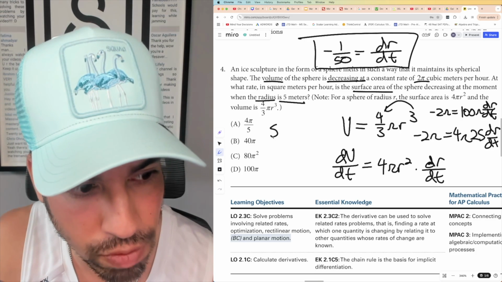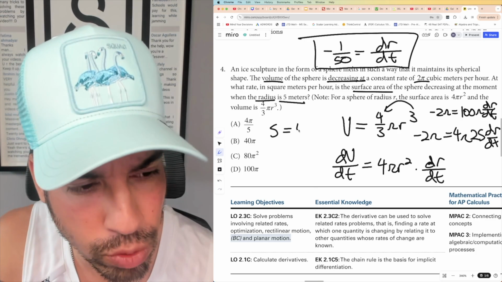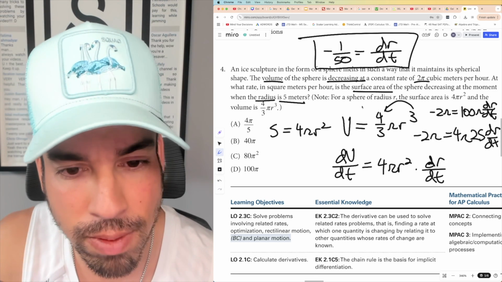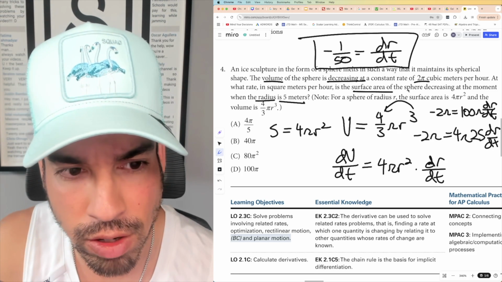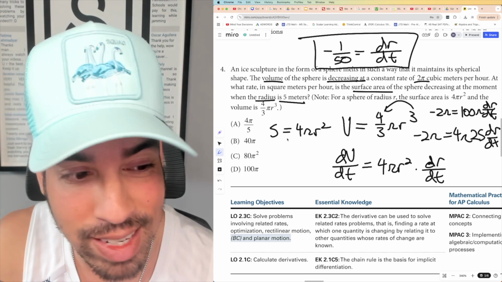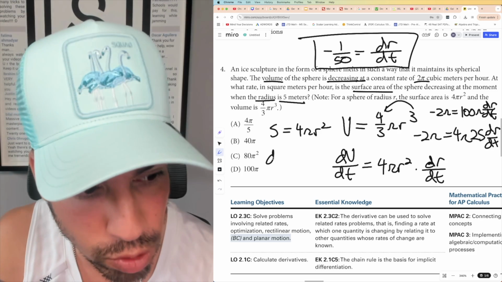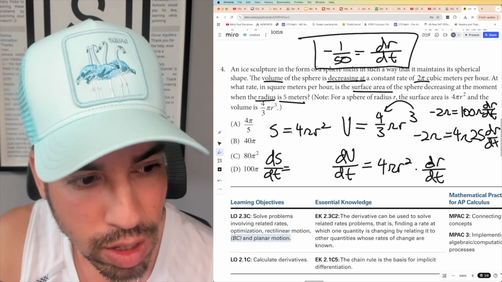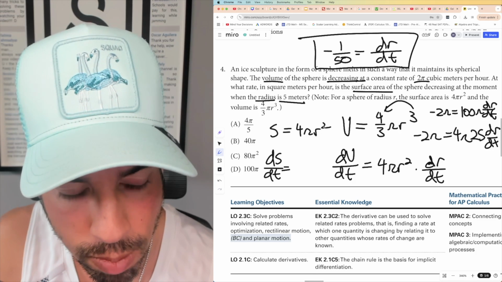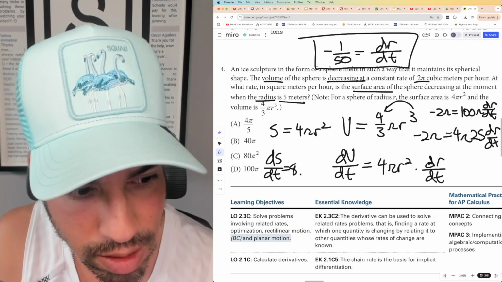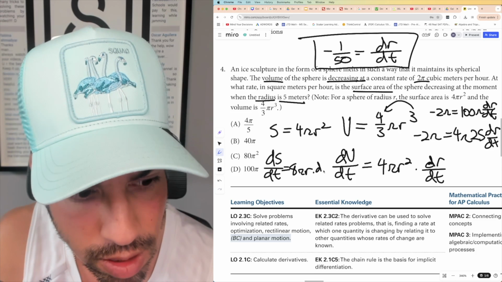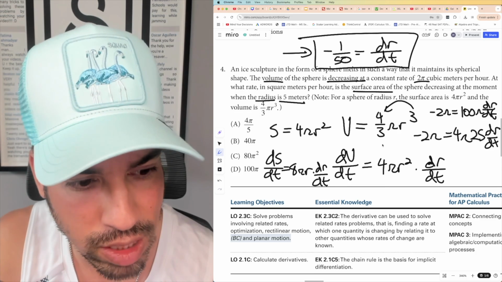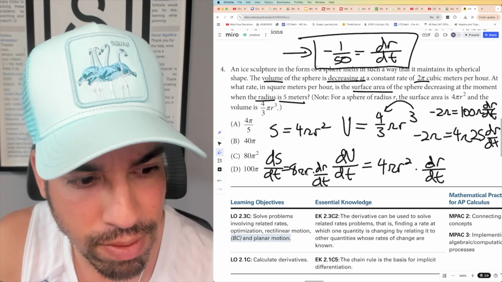So we're going to say surface area is equal to 4 pi r squared. And now we want to find the rate at which the surface area of the sphere is decreasing, aka dS/dt. So let's take the derivative with respect to t. dS/dt is equal to, and then we're taking the derivative. So power rule, 2 times 4 is 8 pi r times dr/dt. Now we're just going to plug and chug this in for dr/dt and 5 in for the radius.